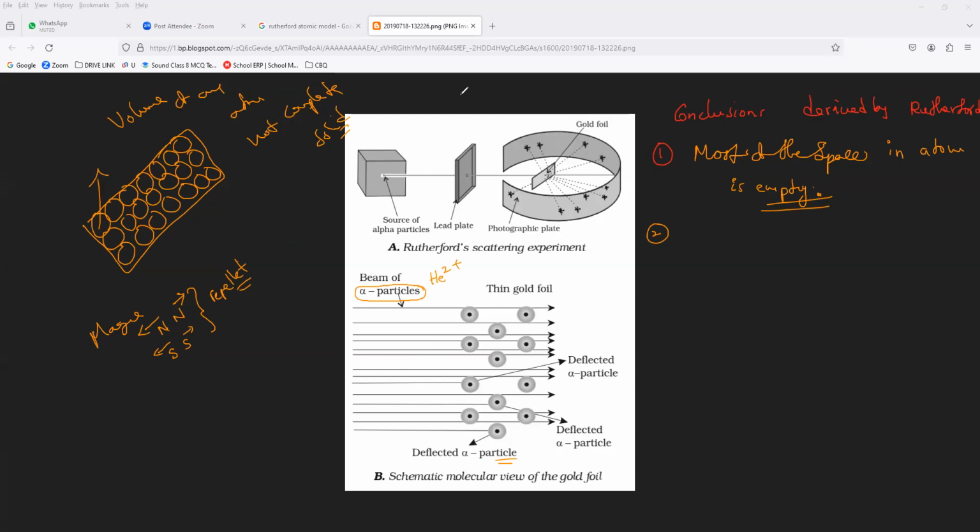Are alpha particles positive charge or negative charge, guys? Alpha particles are what charge? Positive charge. Am I right or wrong? Please respond, all of you.